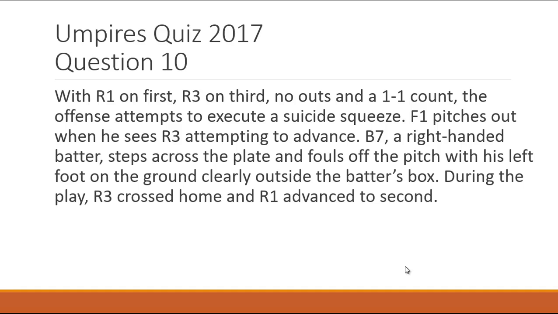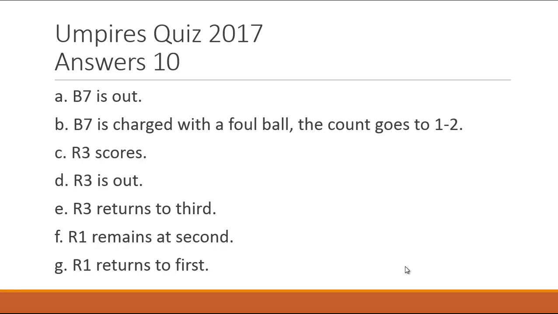So we got a lot going on here. We got a pitch out, we got the batter hitting the ball with one foot clearly outside the box, and we got runners moving. Good luck with this one, kids. So here's all our options. The batter is out. The batter is charged with a foul ball, and the count goes to 1 and 2. The runner scores. The runner is out. The runner returns to third. R1 remains at second or returns.